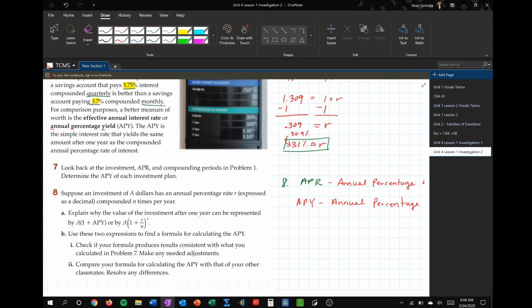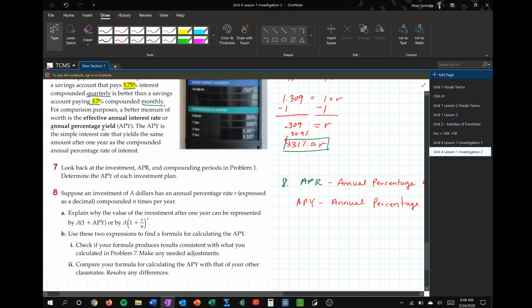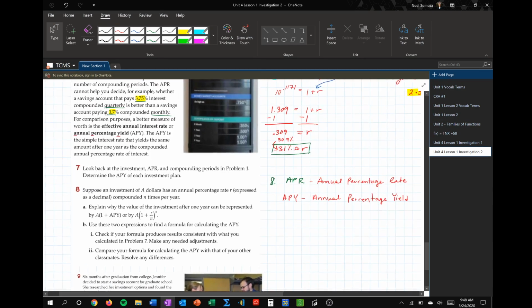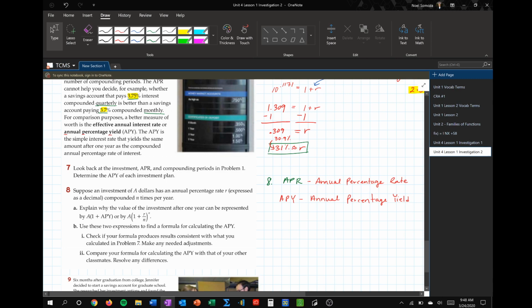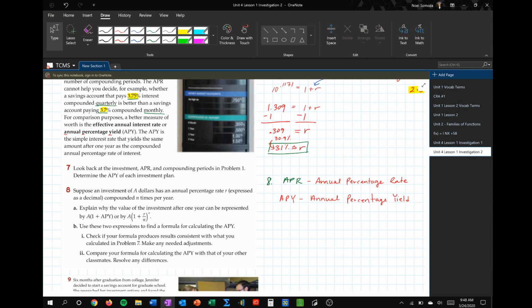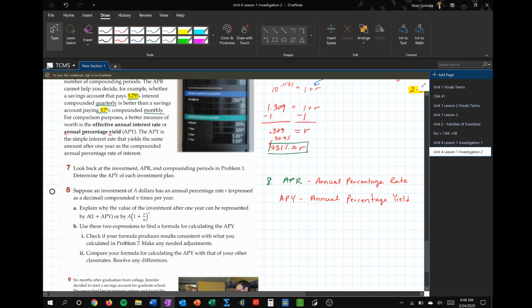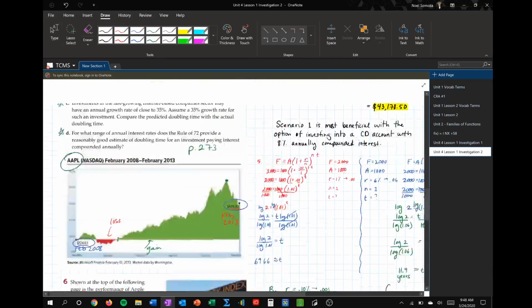Okay, so APY is essentially just taking a look at it as a whole, like how much did I earn at the end of the year and how much more is that compared to where I started. APR is just going to tell me the rate, the rate at which something is building. All right. So just to give you an idea of how these look, look back at the investment, the APR, and the compounding periods in problem 1. So let's go back to number 1. I have it up here.